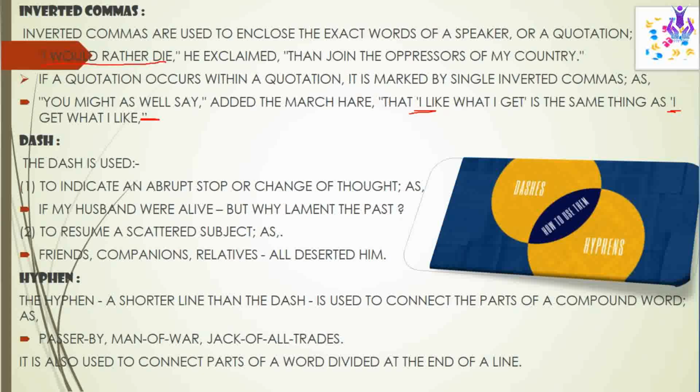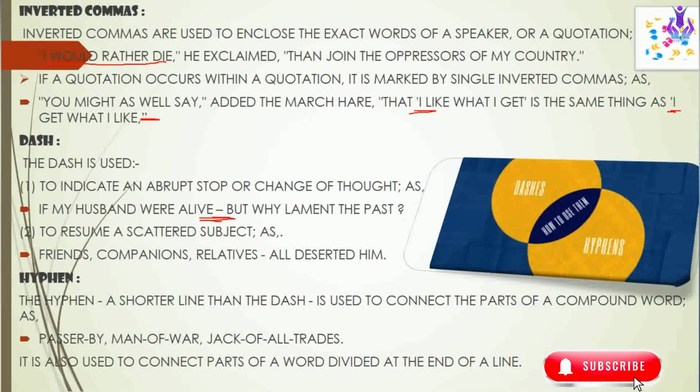The next one is the dash. The dash is used to indicate an abrupt stop or change of thought. When in a sentence we change our thought, or our mind changes while writing something, we put a dash. "If my husband were alive. But why lament the past?" Here the second part of the sentence is totally different from the first part, and we abruptly break off our first sentence, so we put a dash.